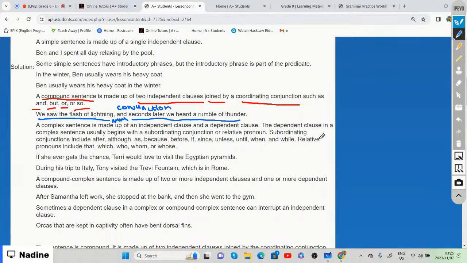And then, so we went over a simple sentence, and we said a simple sentence basically has a subject as well as a predicate. It basically identifies a full, fully completed sentence. Then we have a compound sentence, right?